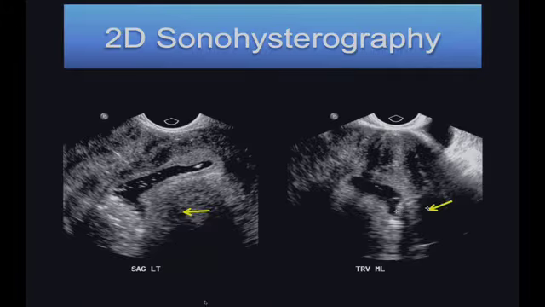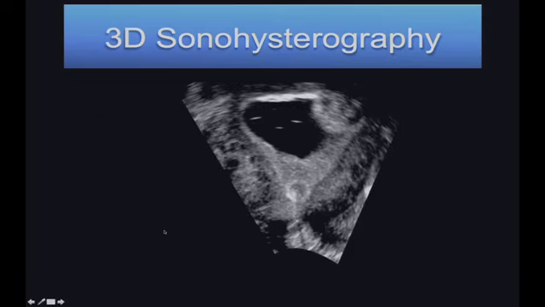And on our 2D sonohysterogram, we can see that the fibroid has at least a small submucosal component along the left uterine cornu. But when we do our 3D sonohysterogram, we can actually see that most of this fibroid actually projects within the endometrial cavity.